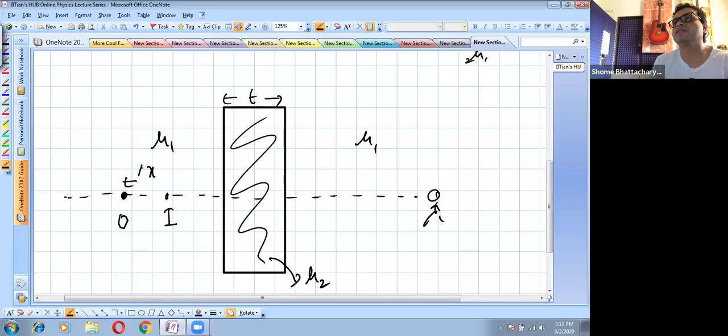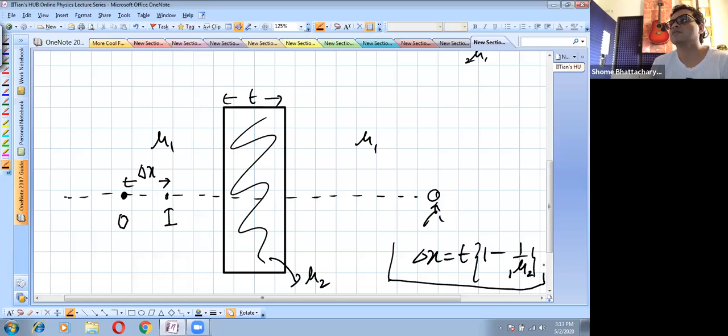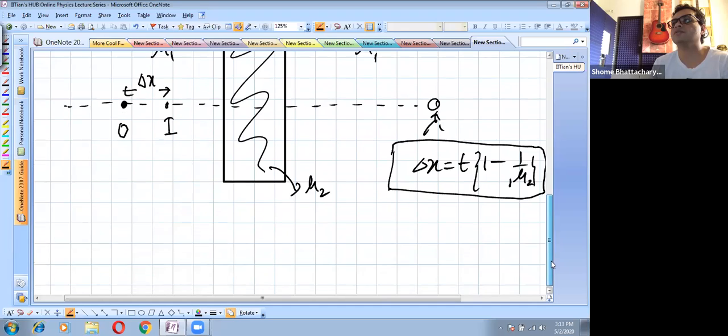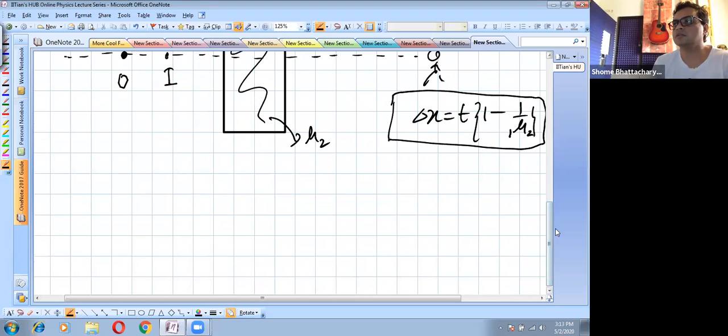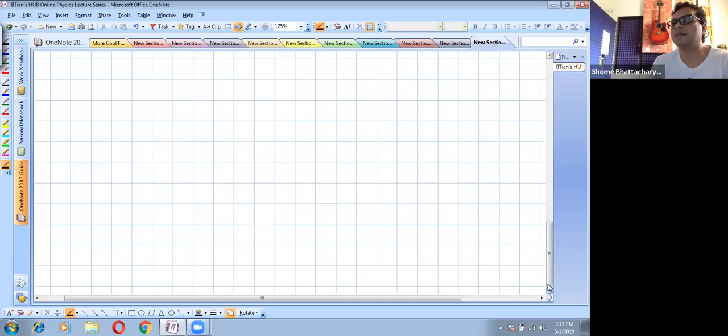And this lateral shift we saw is simply derived as a formula. It is thickness into 1 minus 1 by mu. But again, what is the mu? It is the refractive index of the medium of the slab with respect to the medium which is around the slab. So this was an important formula. Okay, and we had seen a number of applications of these last time. So I'll just start with an example problem where we'll combine this with a mirror now.